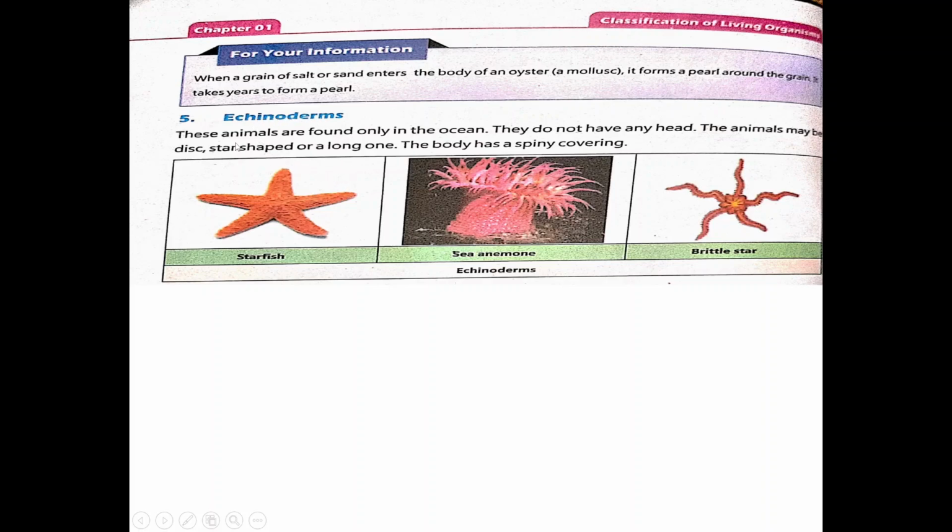Echinoderms. These animals are found only in the ocean. They do not have any head. The animals may be disc, star-shaped, or a long one. The body has a spiny covering.